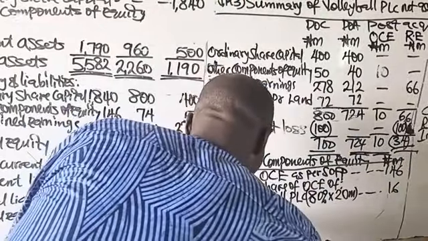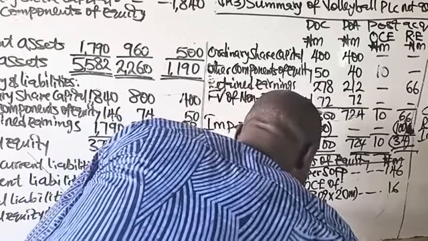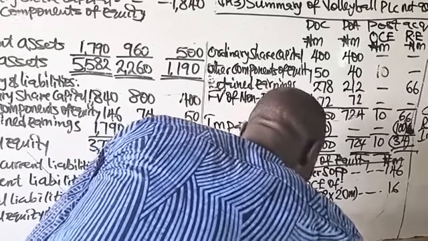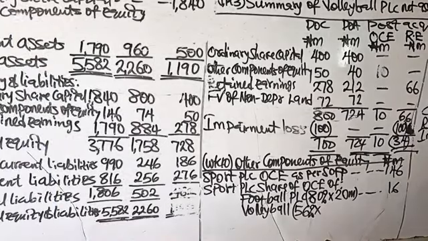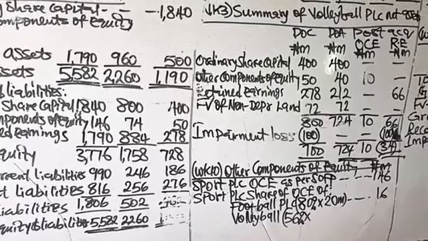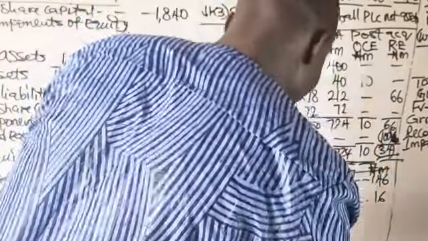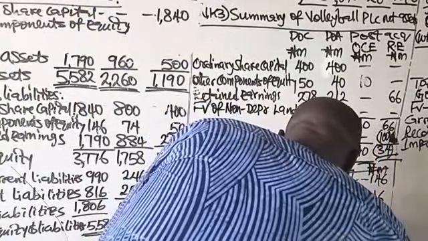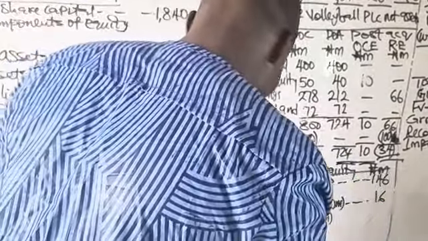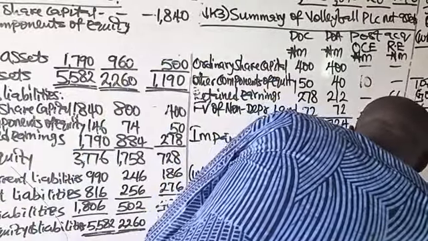That of Volleyball, you use the effective interest, which is 56%, as calculated from working one. The effective interest of Sport in Volleyball is what will be used. Now, in the summary of Volleyball's net assets, you have other components of equity totaling 10 million. 56% of 10 million gives us 5.6 million.